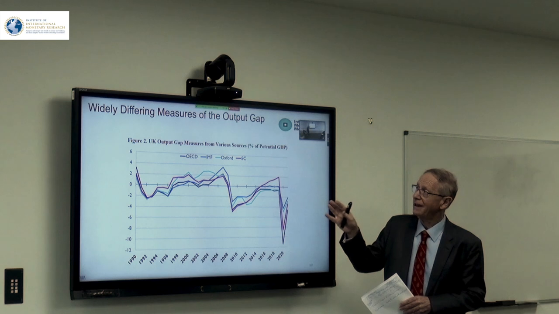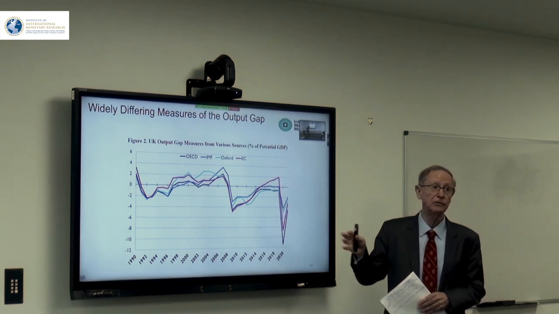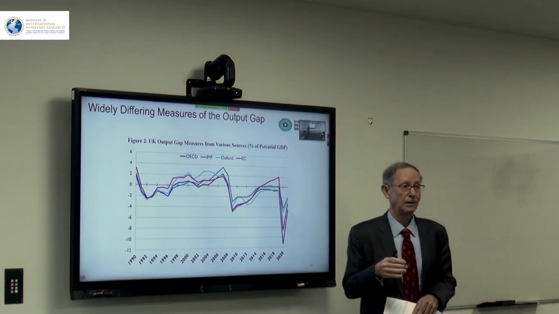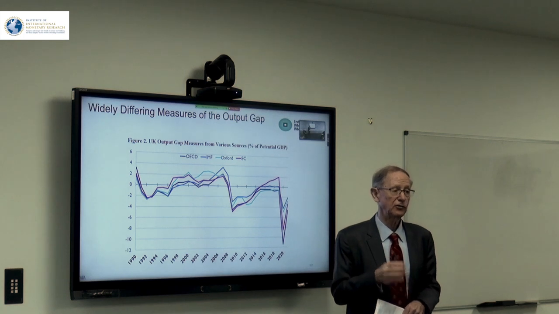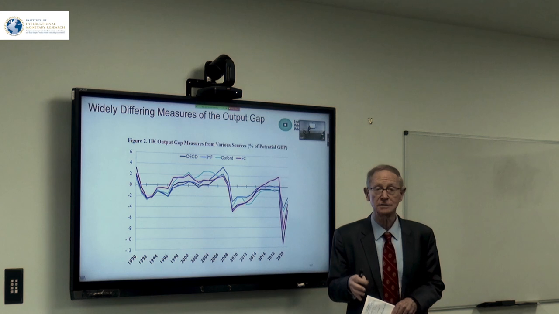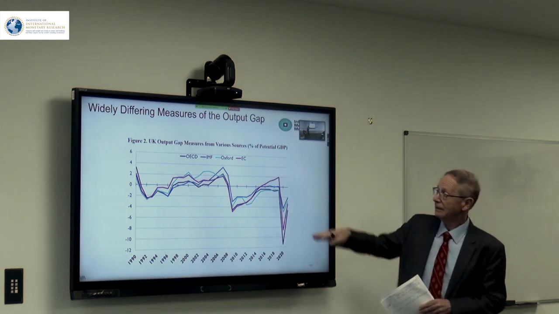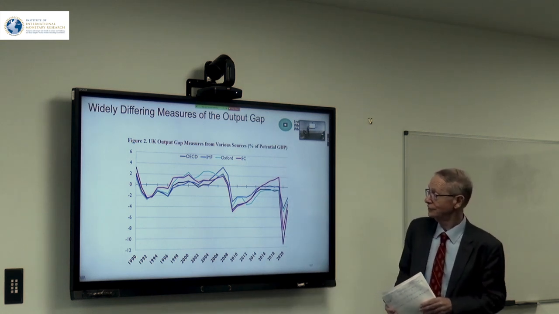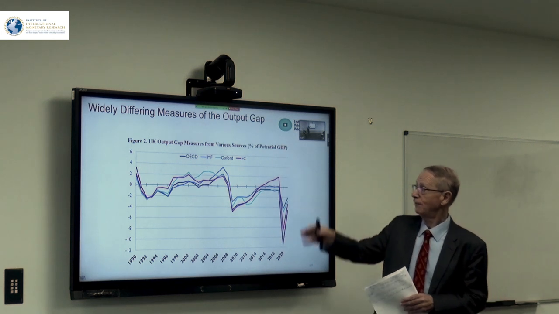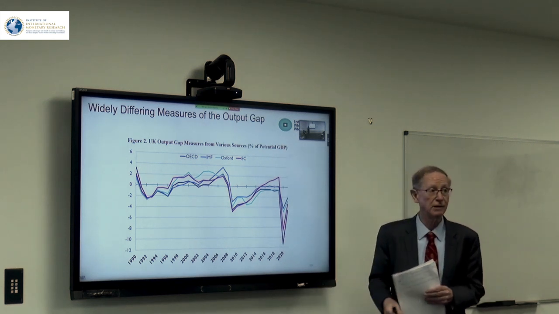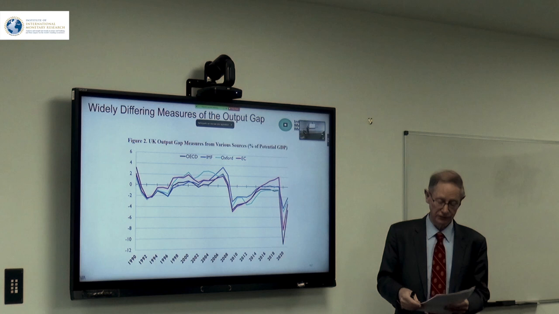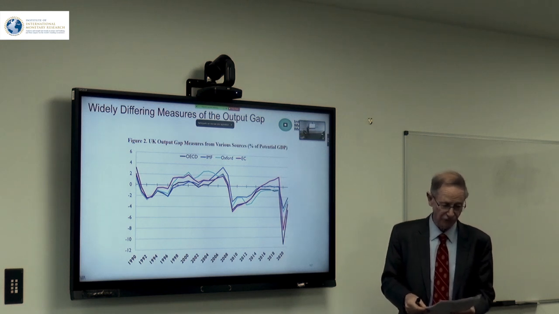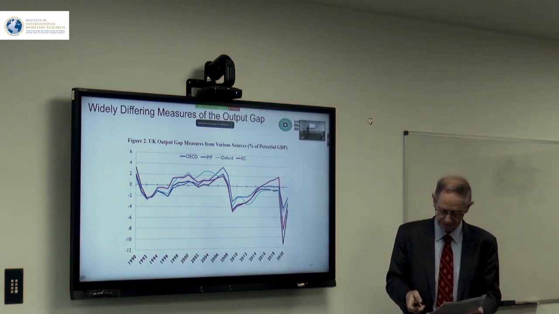Normally output gap measures are done on an annual basis, so it's certainly not a device for steering monetary policy on a monthly or even quarterly basis. And given this degree of divergence, 3, sometimes 4 or 5% between different agencies, it's very difficult to base policy on that.